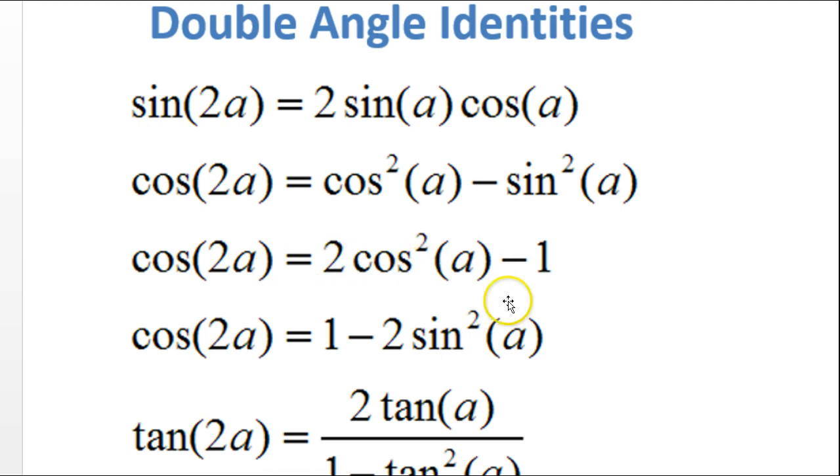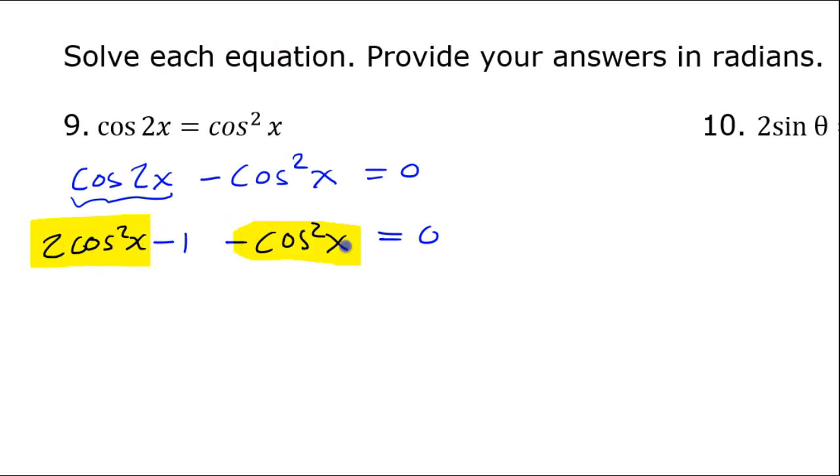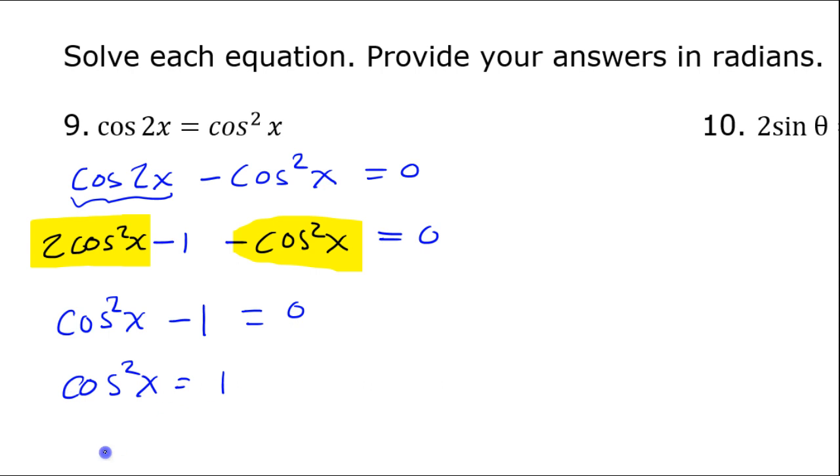So 2 cosine squared minus 1. Okay, so this will be 2 cosine squared minus 1. And then I'll just bring down my minus cosine squared is equal to 0. These are like terms. I've got my 2 cosine squared minus cosine squared. If I put those together, that just gives me cosine squared. So I've got cosine squared minus 1 is equal to 0. Adding 1 to both sides, I have cosine squared is equal to 1. Taking the square root of both sides, I have the cosine of x is equal to plus or minus 1.